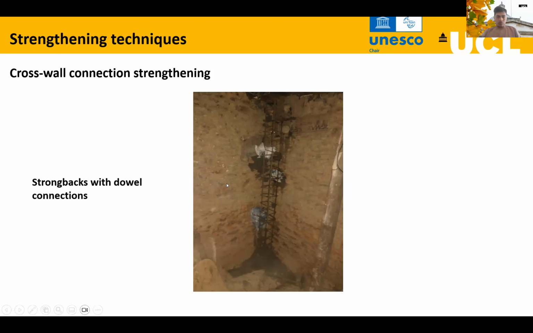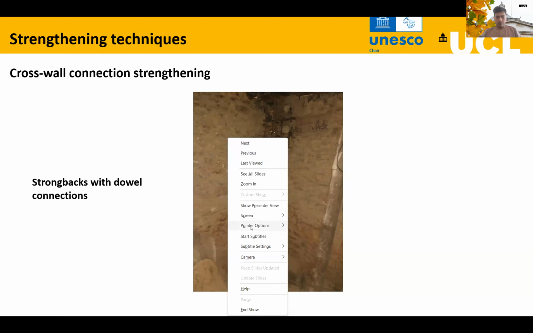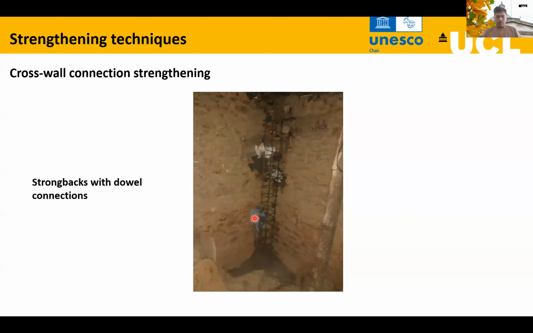So, get the pointer. For example, here, this dowel connects this wall and this dowel here connects the other wall. So it serves two purposes here. For the low strength masonry, the vertical column imparts some lateral strength, and it also imparts a good crosswall connection.